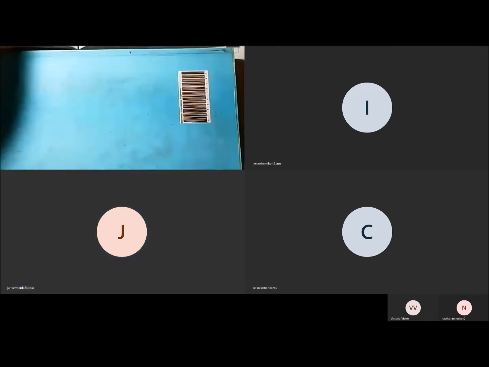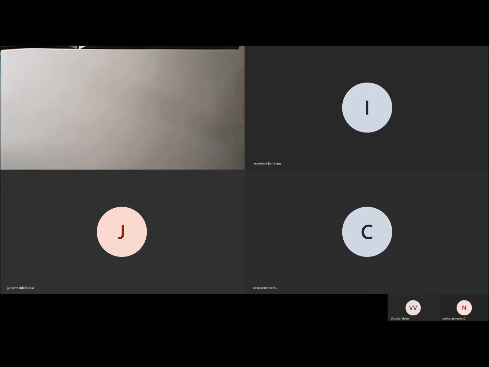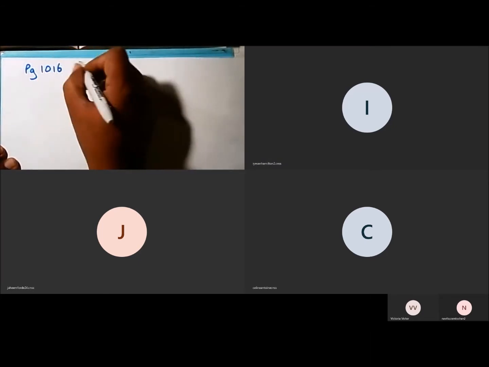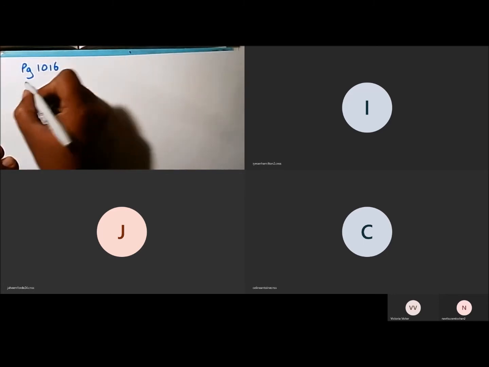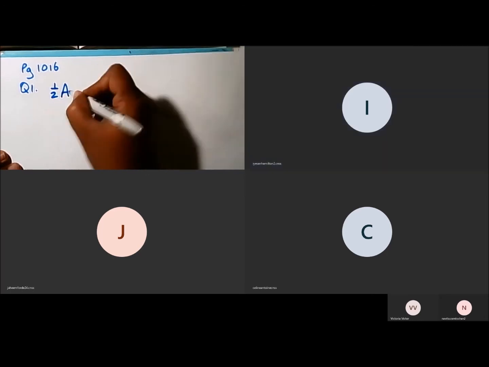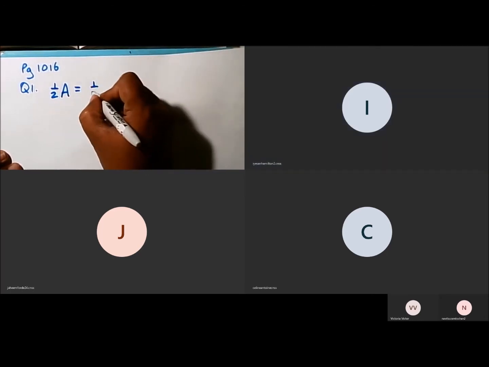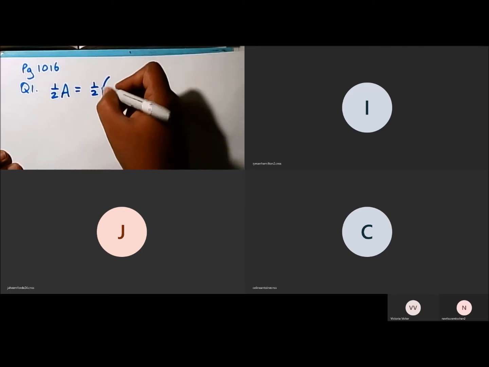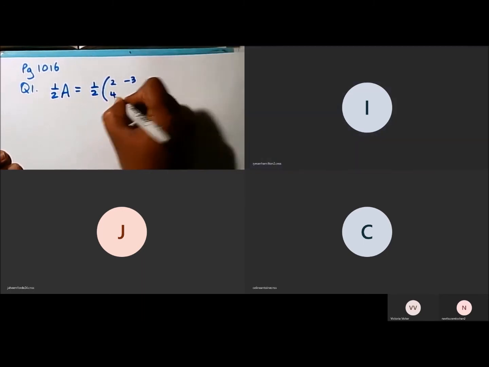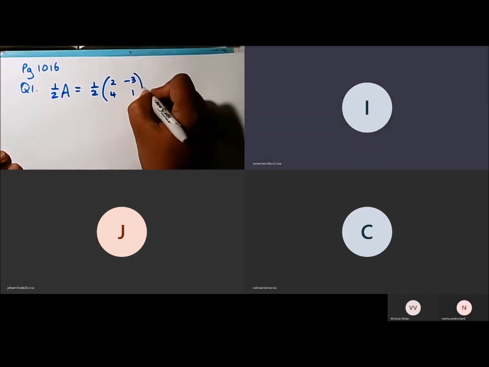Next, we're supposed to do question 1 and 2 of the next page. So we're on page 1016 and we're doing question 1. We have to find out half of A. So I'm writing down what A is. A is 2, minus 3, 4, and 1.